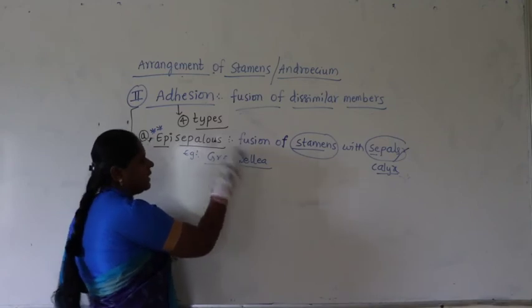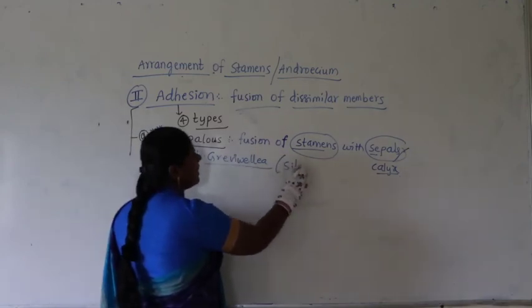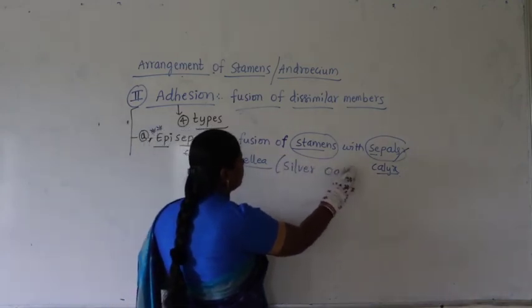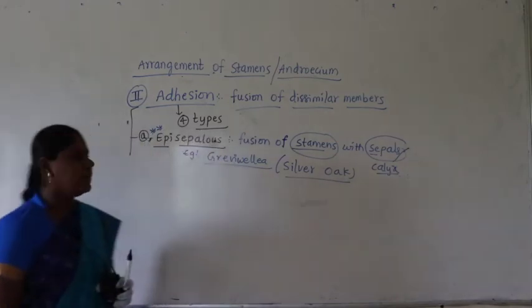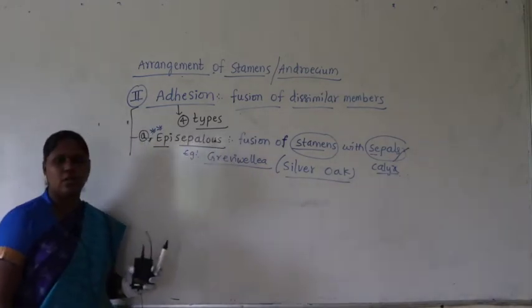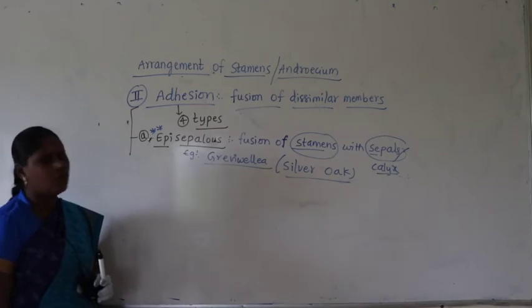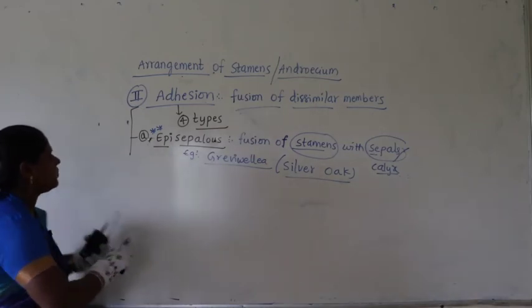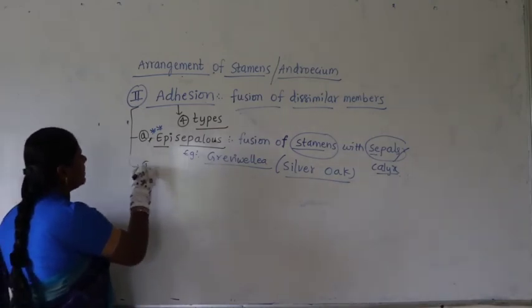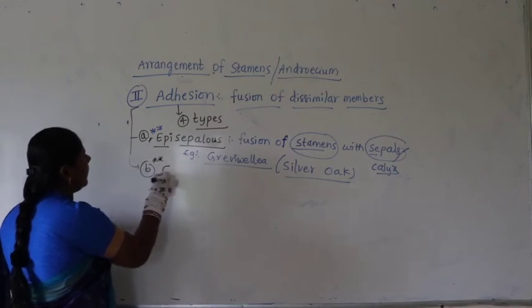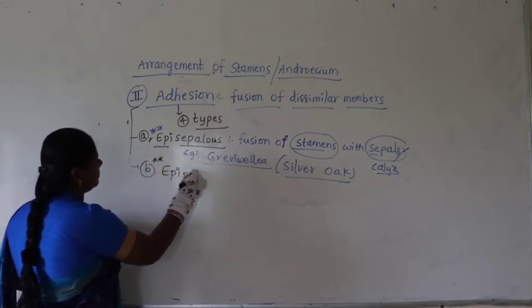Grevillea, commonly called silver oak. Scientifically it is called Grevillea. So commonly it is called what? Silver oak. Now similarly we have the next condition, epipetalous.